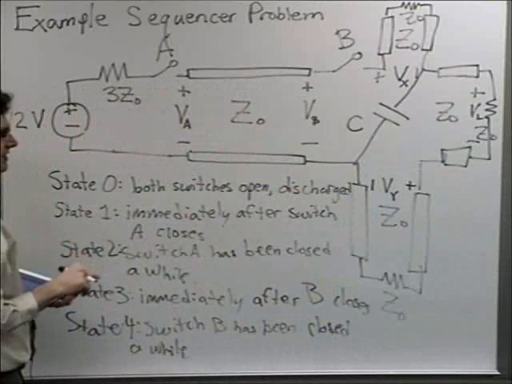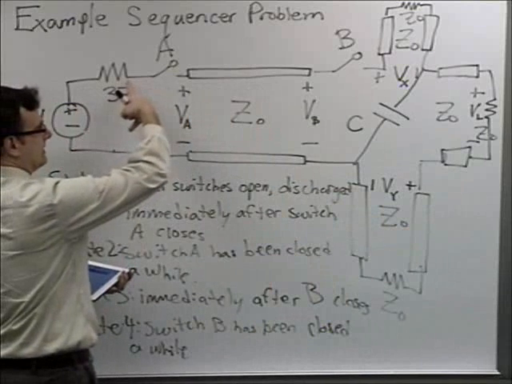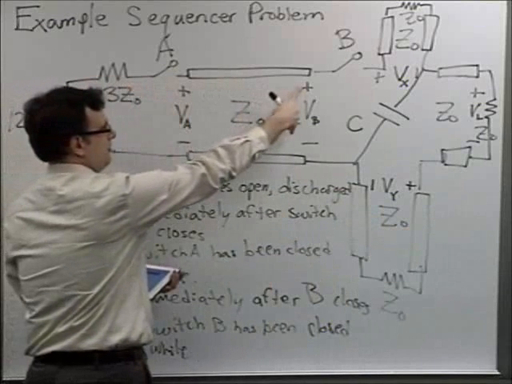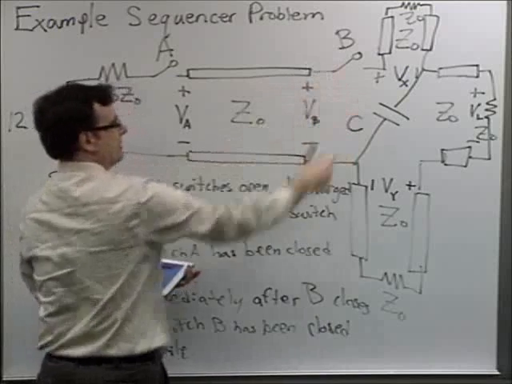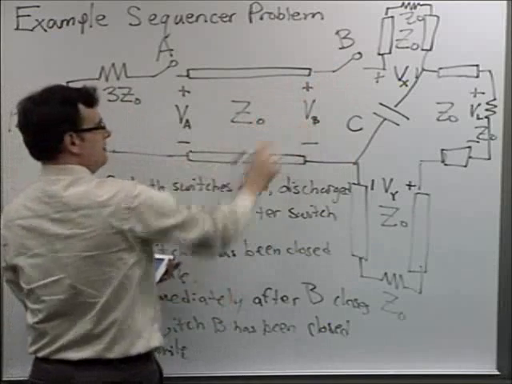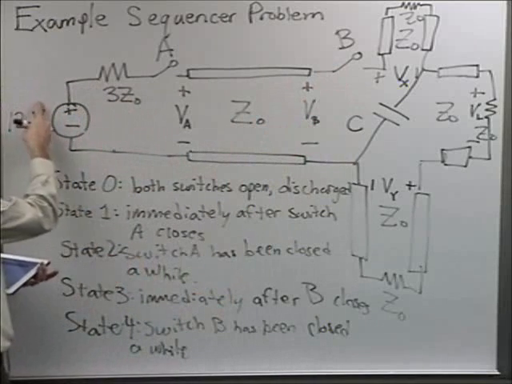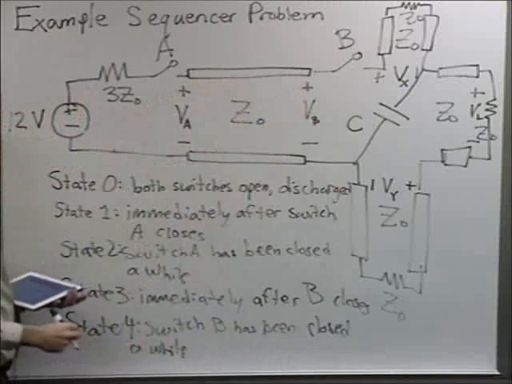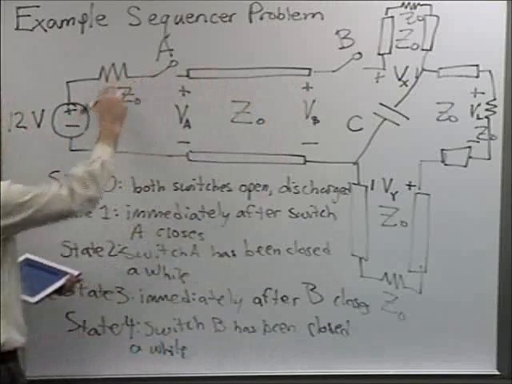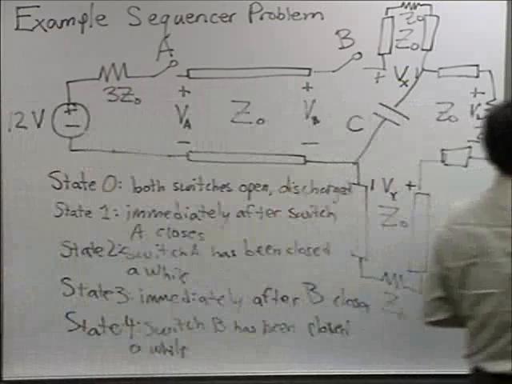B closes. And so in the steady state, what I have is a short circuit pair of wires connected to what is basically an open circuit. So in that case, VA should be equal to VB. And what's more, all of that 12 volts is going to be across that open circuit, because I got an open circuit in series with 3Z0. Does that make sense? So let's go ahead and write that into our state diagram.